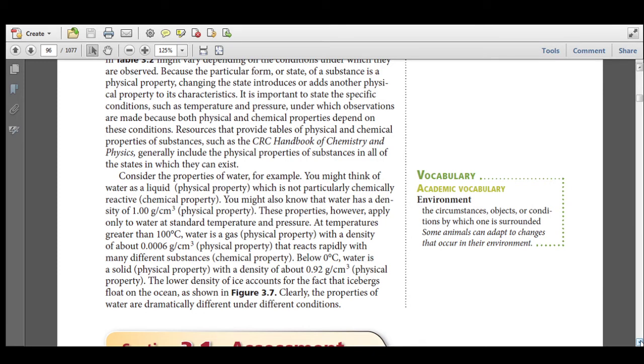At temperatures greater than 100 degrees Celsius, water is a gas, which is a physical property, with a density of about 0.0006 grams per cubic centimeter, which is a physical property, and it reacts rapidly with many different substances, which is a chemical property. Below 0 degrees Celsius, water is a solid. That's a physical property, with a density of about 0.92 grams per cubic centimeter, which is a physical property. The lower density of ice accounts for the fact that icebergs can float on the ocean. Clearly, the properties of water are dramatically different under different conditions.